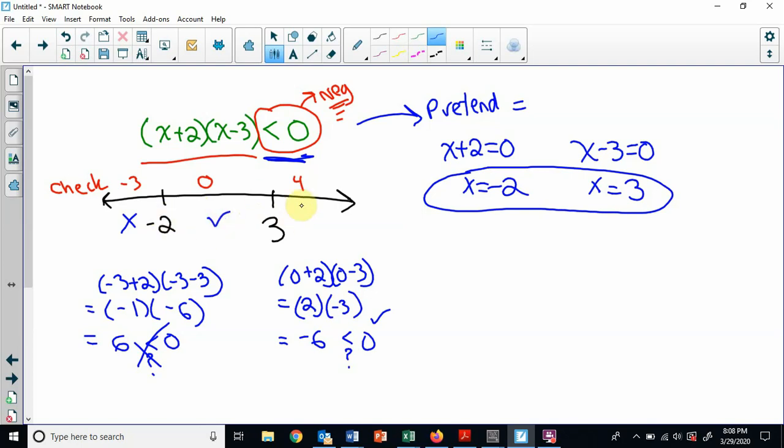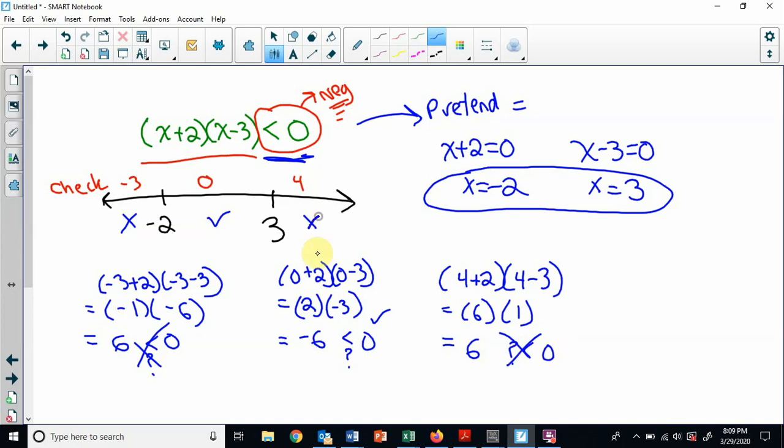So all we have is one more spot to check. 4. So let's check 4. So 4 plus 2, 4 minus 3. 4 plus 2 is 6. And 4 minus 3 is 1, +1. And you feel free to use a calculator when you do this yourself. So 6 times 1 is 6. Is that less than 0? Is that negative? The answer is no, that's not. So this region does not check out.